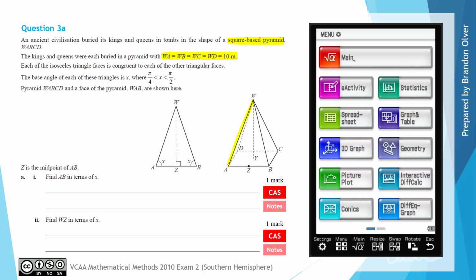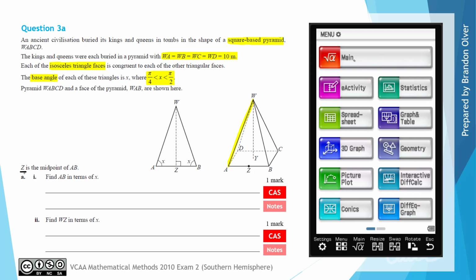Each of the isosceles triangular faces is congruent to each of the other triangular faces, so that just means all 4 of the triangles that form the faces of this pyramid are exactly the same shape and size. And we know the base angle for each of these triangles is x, and that's shown down here on the diagram. And x is between pi on 4 and pi on 2, both not included, for all of these pyramids.